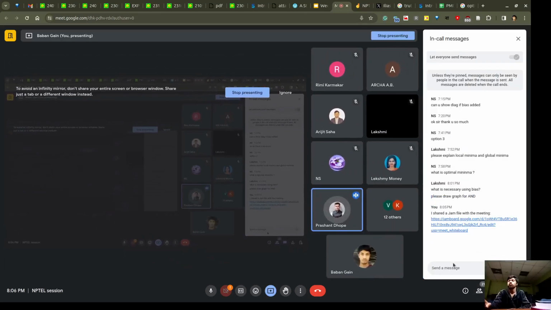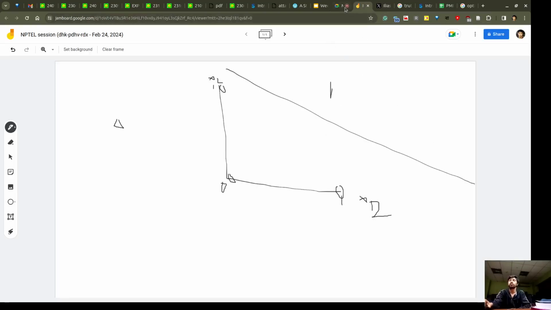Which link did you share in the chat? Okay, that is just for the diagram, you don't need to see that. This one.